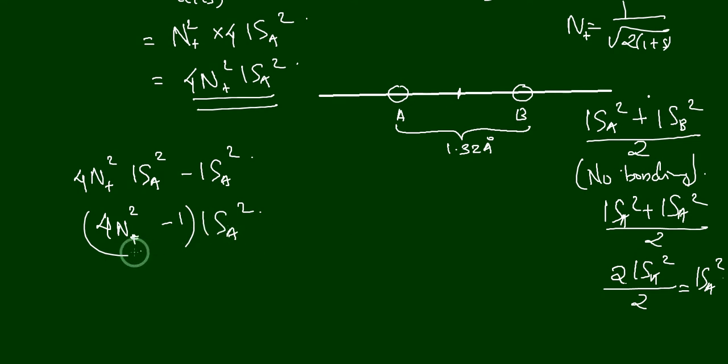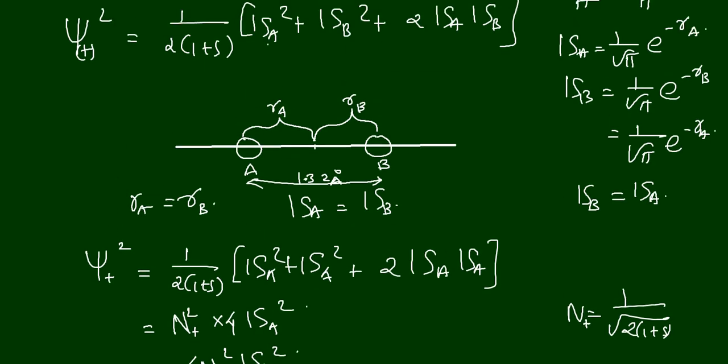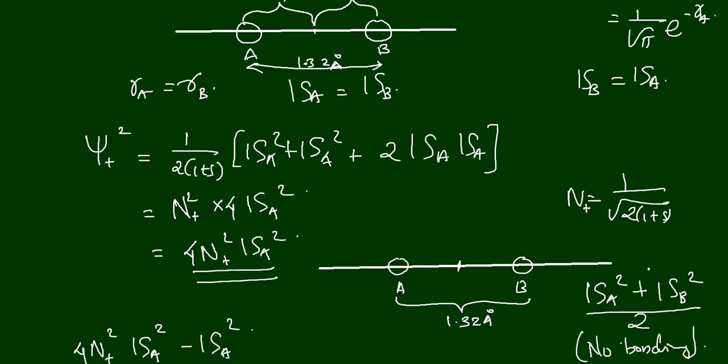And this difference is a positive difference. It means that when the molecular orbital is being formed, there is an increase in the electron density in the midpoint. Between A and B, there will be an increase in the electron density beyond what we would expect if there is no molecular orbital formation.